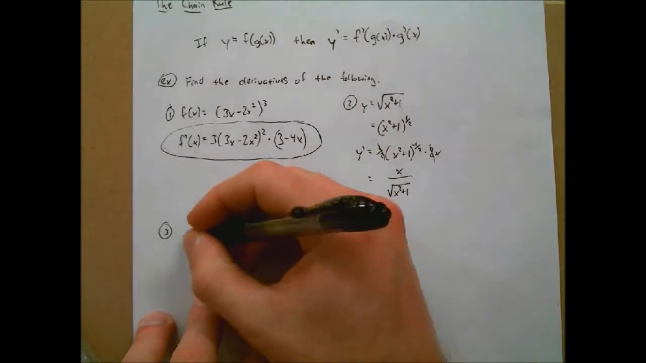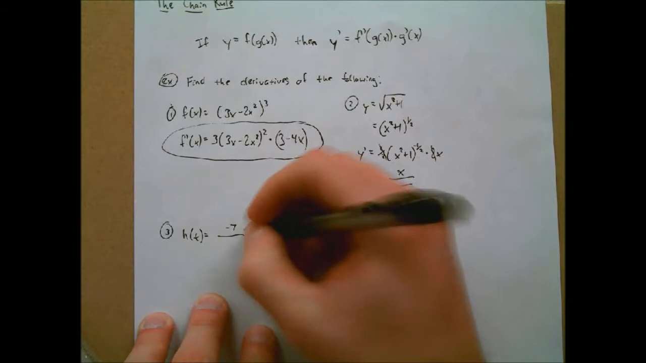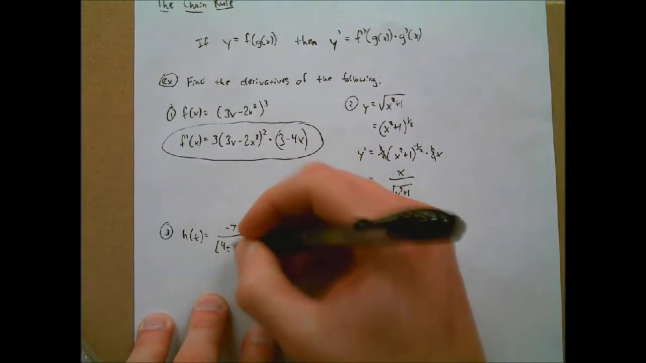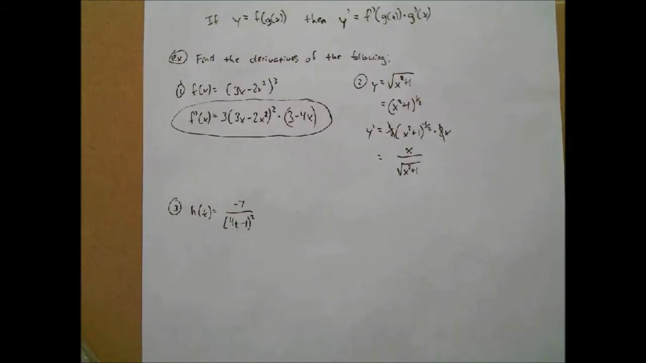All right, h of t equals negative 7 over 4t minus 1 squared. Now for this one, if we're going to take the derivative of this, what rule are we going to have to use? Chain and the quotient.